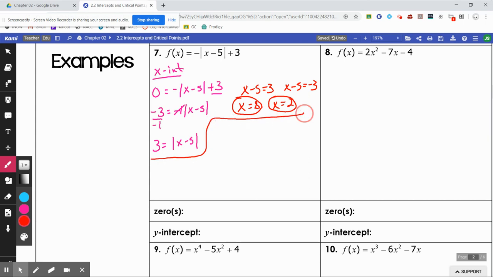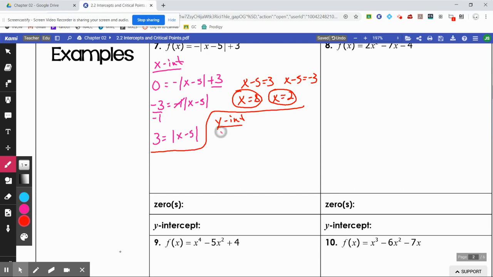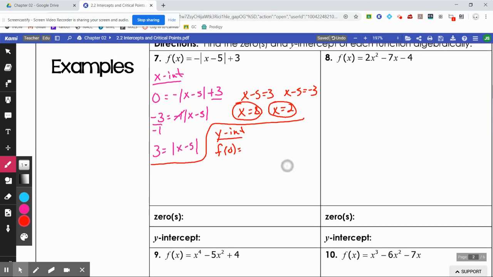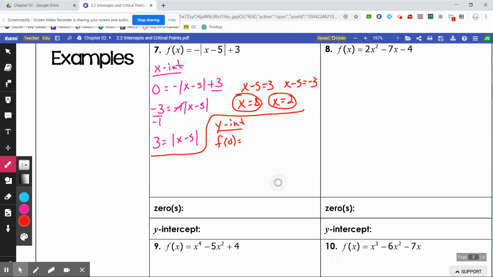Next up, to solve for your y-intercept, you simply set x equal to 0, or you find f of 0 is pretty much what you're doing. Plug in 0 for x. So that's going to be negative absolute value of 0 minus 5 plus 3. Step 1, make sure you evaluate the stuff inside the absolute value first. That's going to be negative 5. When you take the absolute value, you now have negative, and the absolute value of negative 5 would be positive 5 plus 3. Negative 5 plus 3 is a negative 2. So your y-intercept would be y equals negative 2.